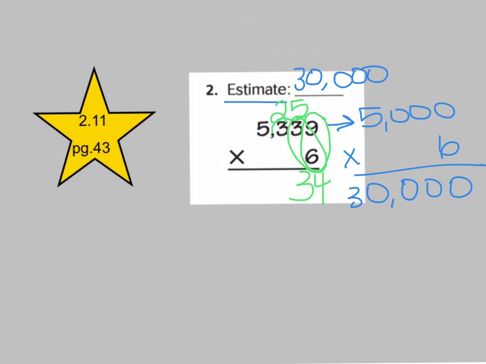And we're going to keep moving along. 3 times 6 is 18, plus 2 gives me 20. And last but not least, my 5 multiplied by yet again the 6. Don't forget my 2. That's going to give me 32. So my answer is 32,034, and my estimate is 30,000.